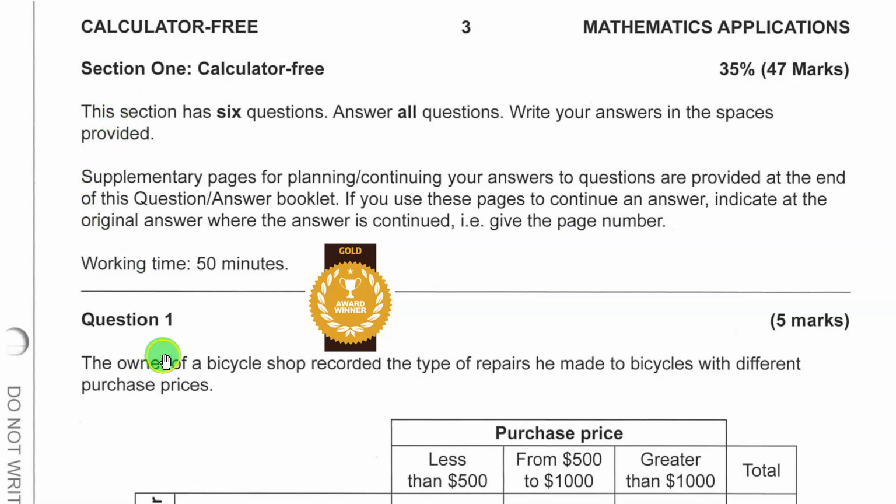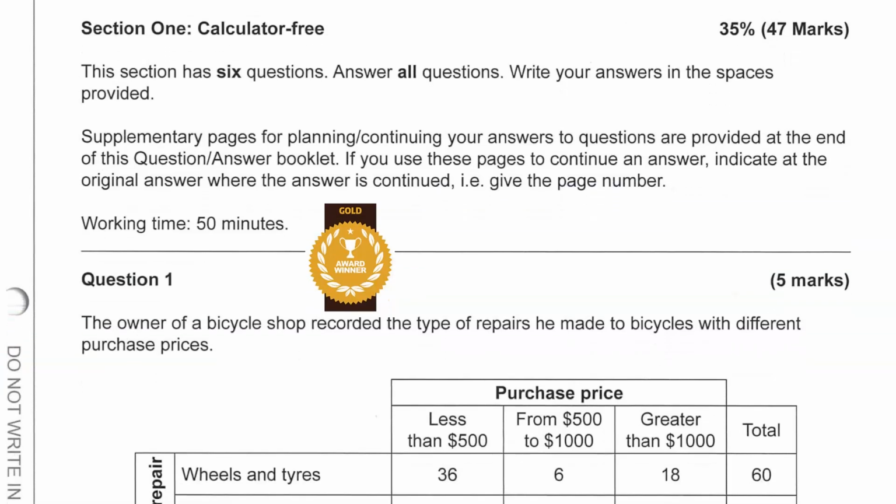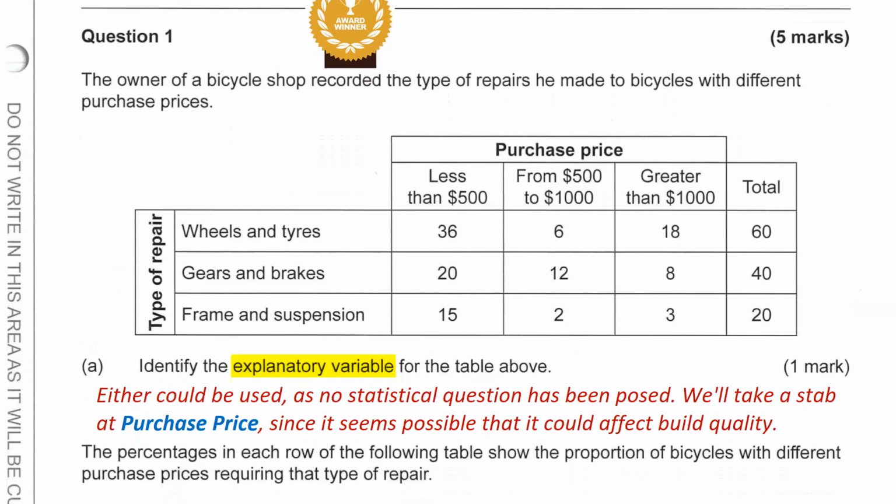So question 1 on the calculator free section, and I gave this my gold award winner just because it confused the heck out of me. Now let's have a look at why that might have been. So we start off question 1.